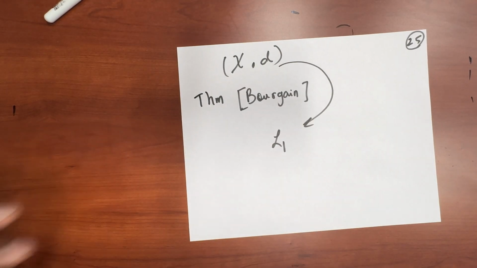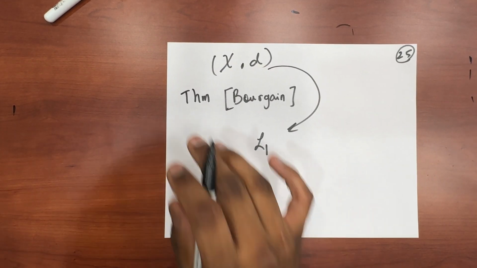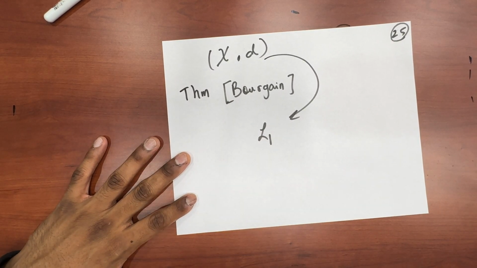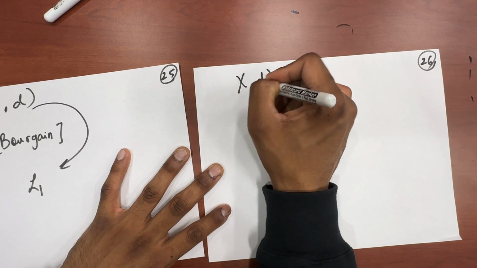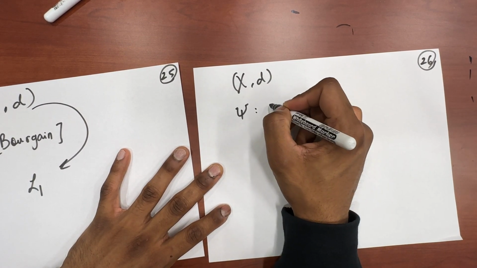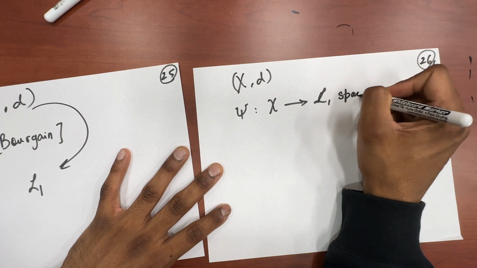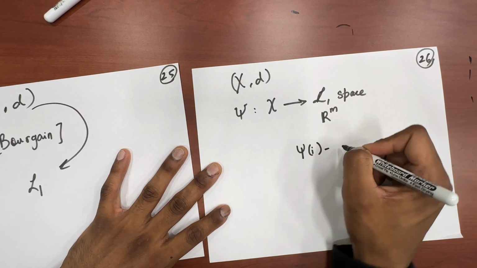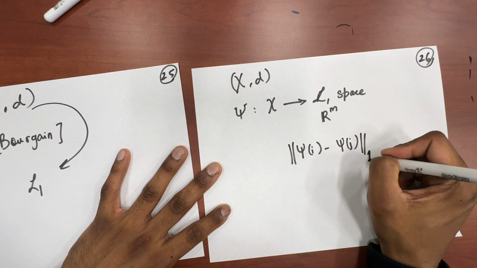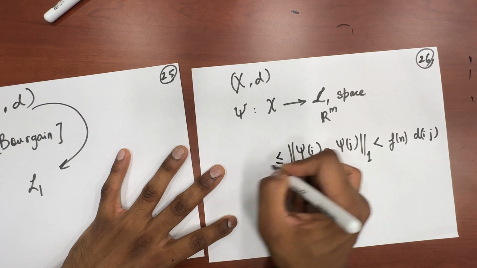So the theorem of Bourgain is, let me read from my notes. The theorem of Bourgain is that, given an n-point metric X and d, there exists a function phi which maps X to an L1 space of, let's say, m dimension, such that the L1 norm of phi i minus phi j is less than f of n times dij and greater than dij.